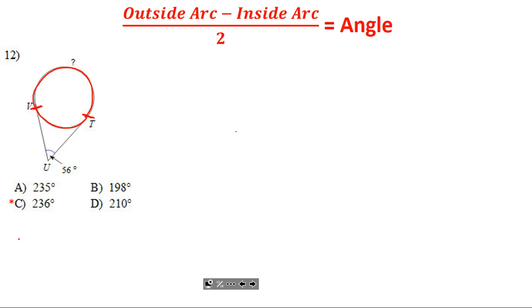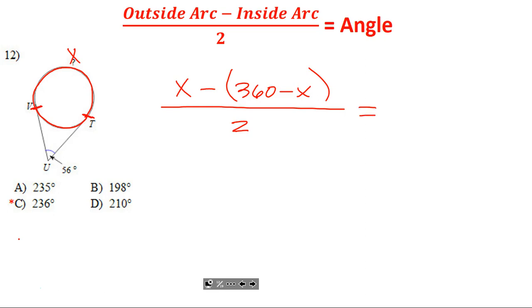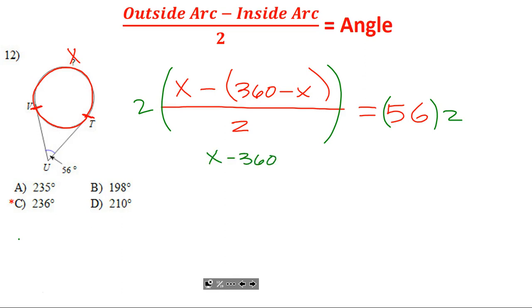So our outside arc, we'll just call this x out here. Our inside arc, which we're going to subtract from it, is 360 minus x, because obviously the outside arc plus the inside arc is the whole circle. We're going to divide that by 2, and we're going to set that equal to 56. Now the way we get rid of this 2 in the denominator is to multiply all of this by 2 and multiply this by 2. So that gives us x minus 360, and you notice this is a minus and minus here, so it's going to end up being plus x.